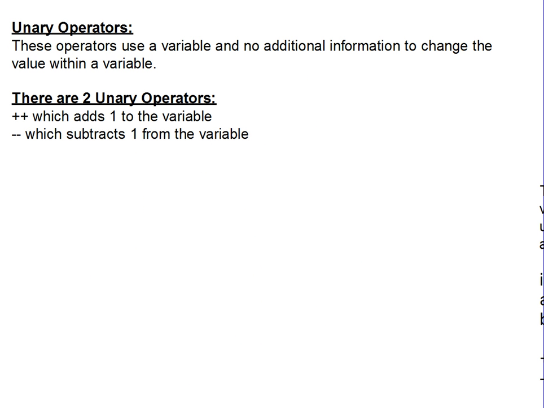Next, we have two unary operators. And these are operators that use a variable and no additional information to change the value within the variable. And there's just two of them. We have the plus plus and minus minus. Plus plus adds 1 to whatever the variable is, and minus minus is going to subtract 1 from that variable.